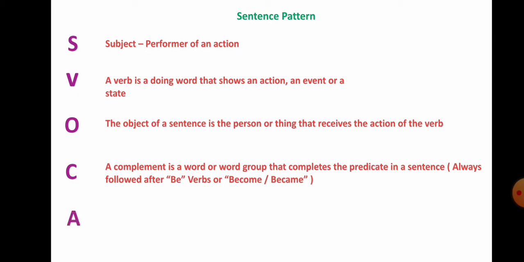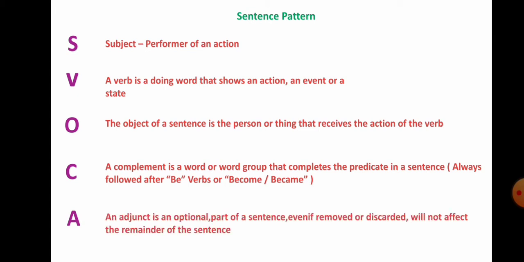The next element in sentence pattern is an adjunct. An adjunct is an optional word. It's an added word, an extra word of a sentence. Even if we remove the adjunct from a sentence, even if it is discarded, it will not affect the remaining part of the sentence or the meaning of the sentence.